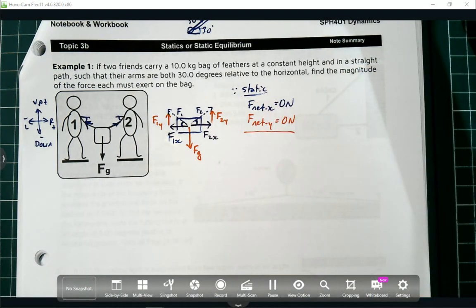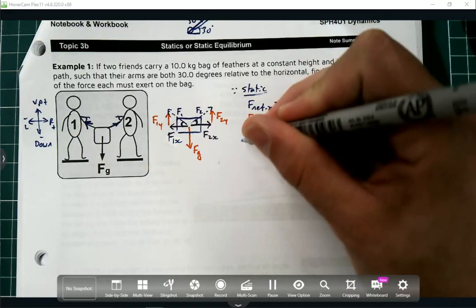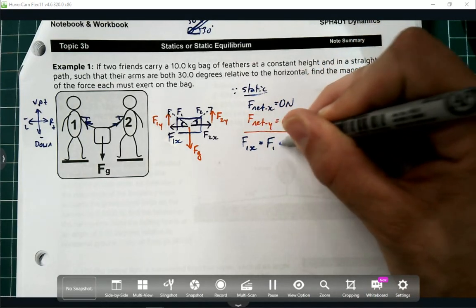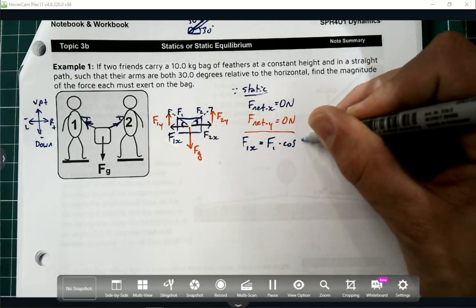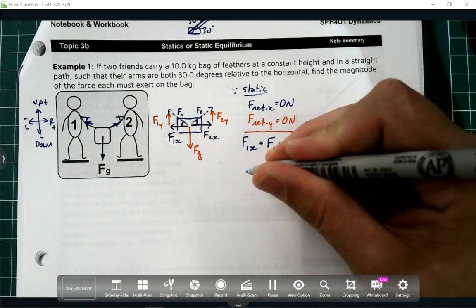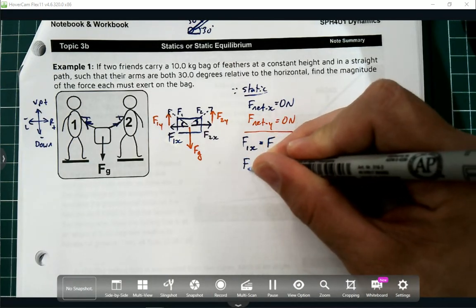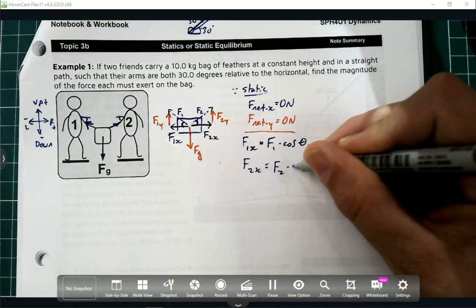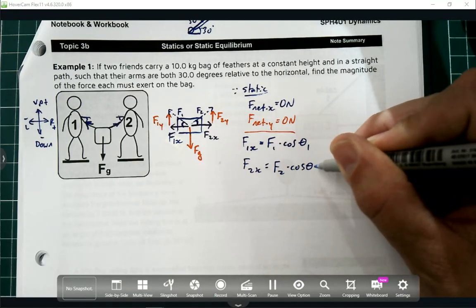I can say, okay, a little bit more thinking before I even start being a problem solver. Autopilot thinking says that F1x is going to be equal to F1 times cosine of, we could call it theta 1, but in this case we have a symmetrical situation. Theta 1 and theta 2 are both 30 degrees. F2x equals F2 times cosine theta 1.